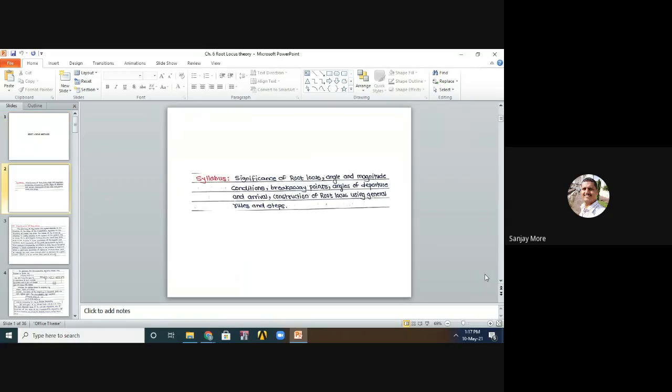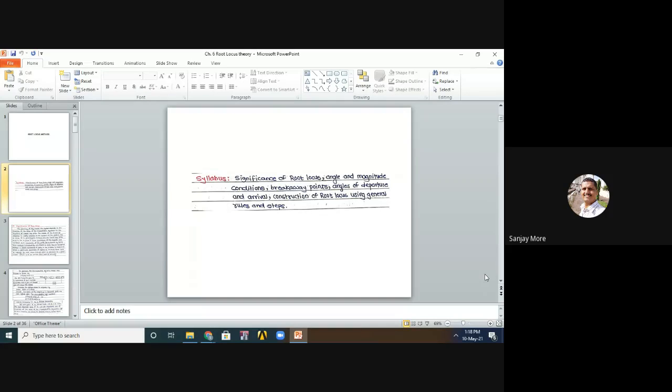Here, see the syllabus of the root locus method. The first point is the significance of root locus, then angle and magnitude conditions, then breakaway points, then angles of departure and arrival. The last point is construction of root locus using general rules and steps.